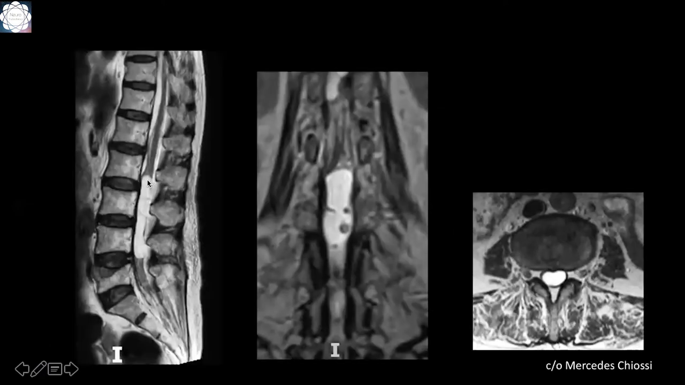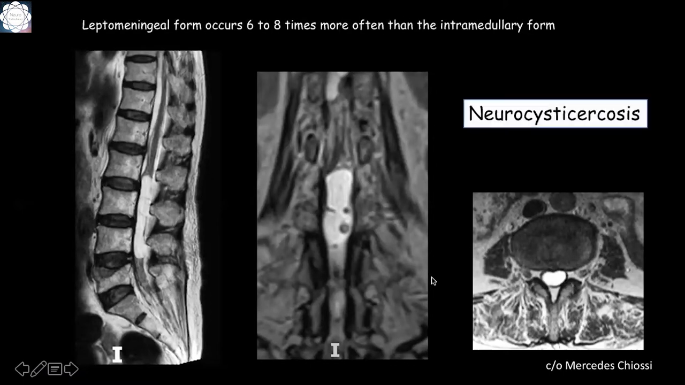in the lumbar spine, we see again another cystic process with these typical small nodules at the periphery of the cyst. The eccentric compression of the cauda equina roots. And this was a case of neurocysticercosis. You know that the leptomeningeal form of cysticercosis occurs 6 to 8 times more often than the intramedullary form.